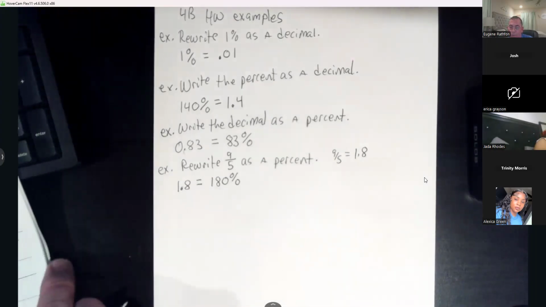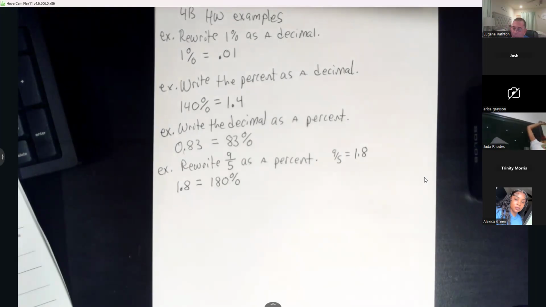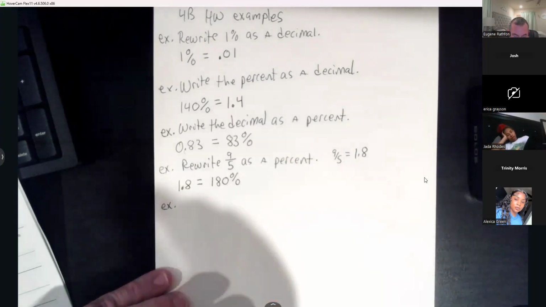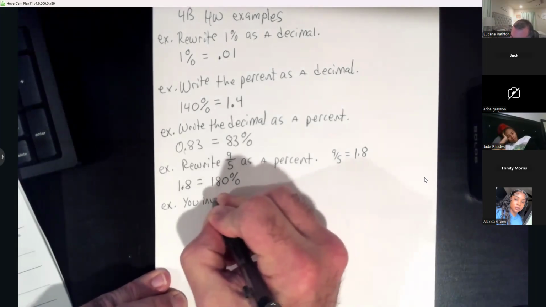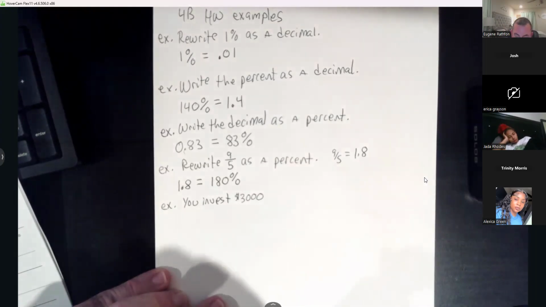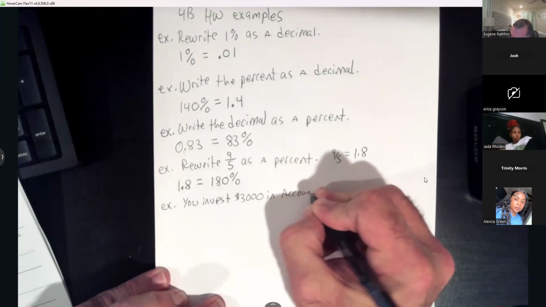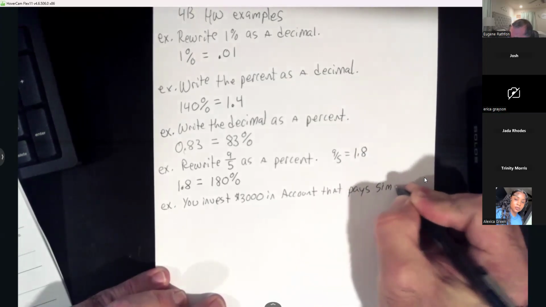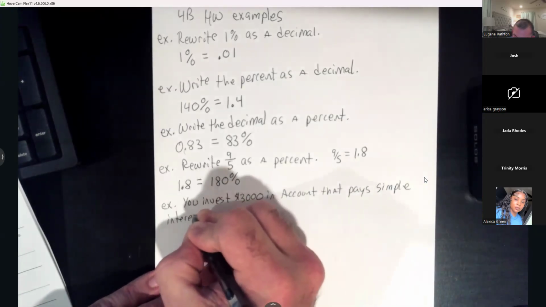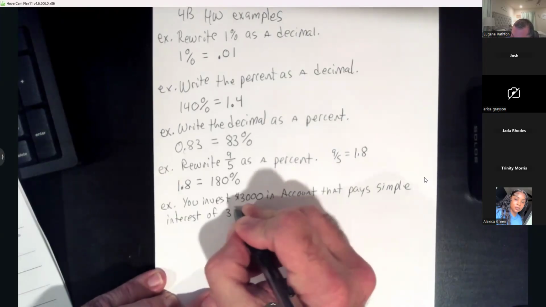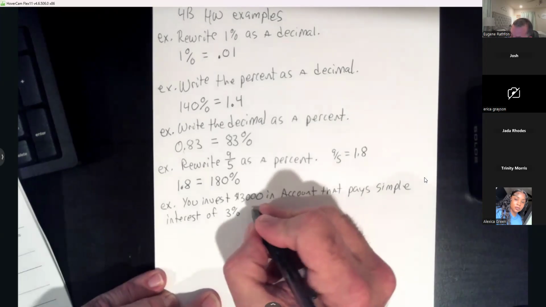Now I'm just going to go back through some more of those interest type problems just to get y'all a little better at them and giving you more than one example on them. So this one's using simple interest. So you invest $3,000 in an account that pays simple interest of 3% for 20 years.